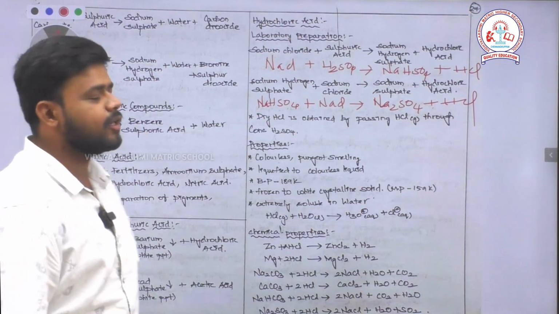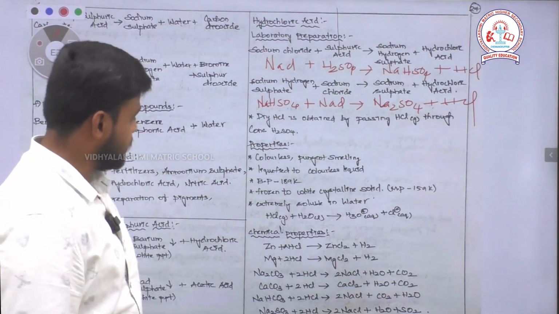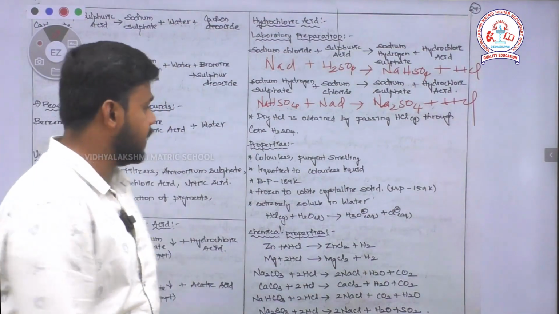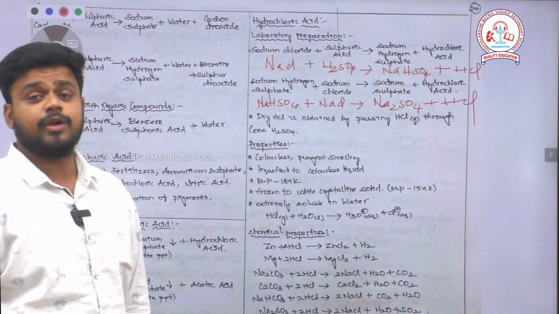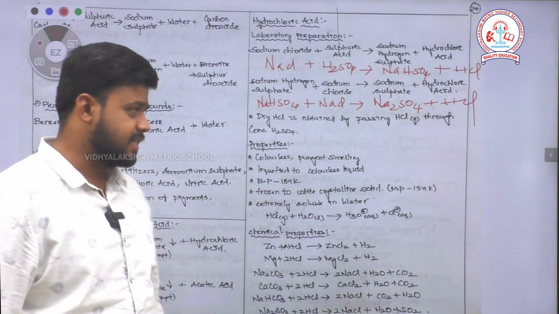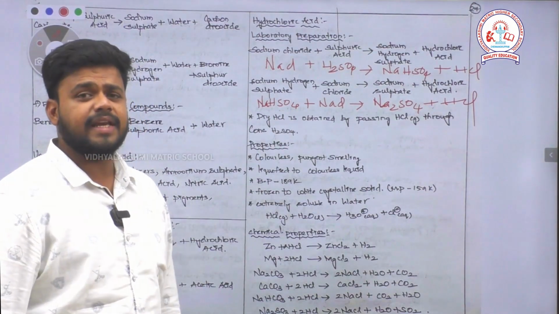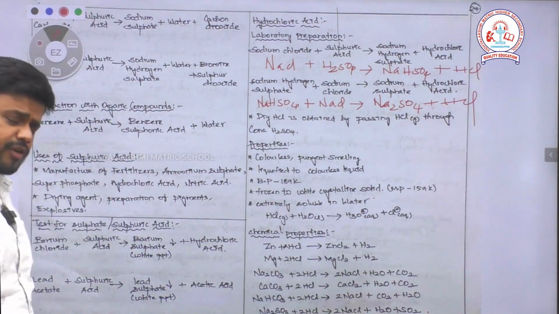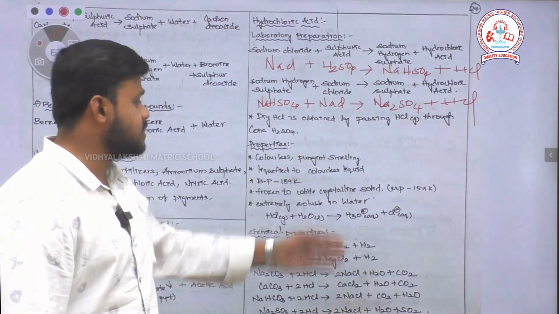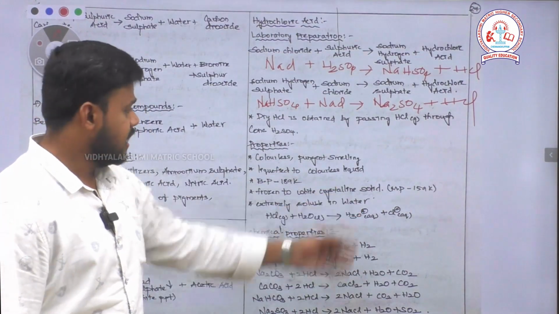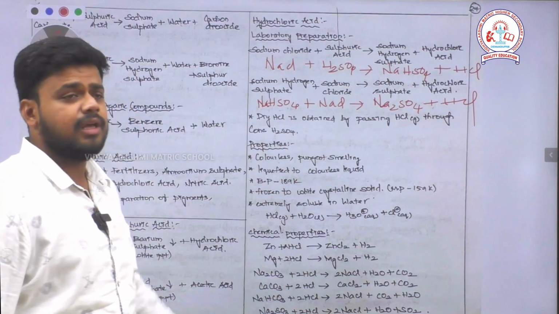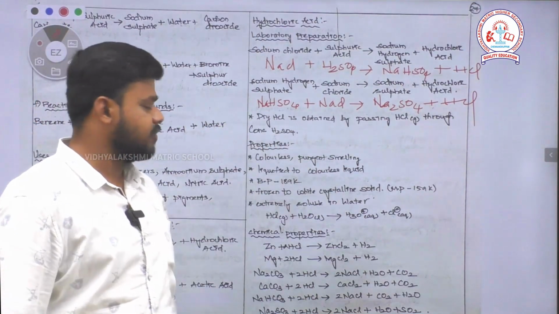Then its properties include, it's a colorless pungent smelling gas, with an unpleasant smell. Then you can liquefy this HCl to a colorless liquid. The boiling point is 189 Kelvin. Then it can be frozen to a white crystalline solid, which is colorless. Its melting point is 159 Kelvin, boiling point 189, melting point 159.